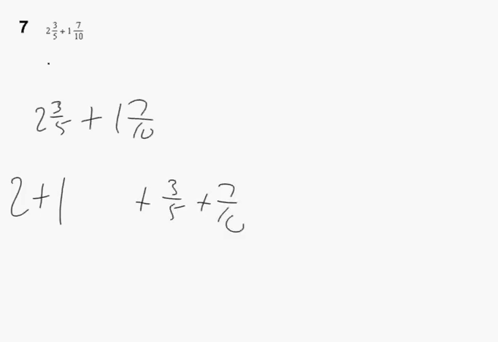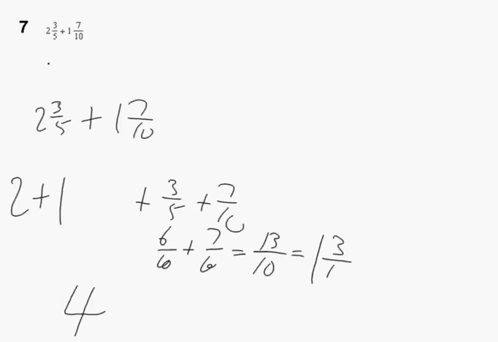Question 7, 2 3/5 plus 1 7/10. I'm going to go 2 plus 1 plus 3/5 plus 7/10. The whole numbers are going to be 4. Over here I get 7/10, and 3/5 is equivalent to 6/10, which means it's 13/10, which is improper. As a mixed fraction, it's 1 3/10. Add 1 3/10 to 4, and I get my answer, which is 5 3/10.